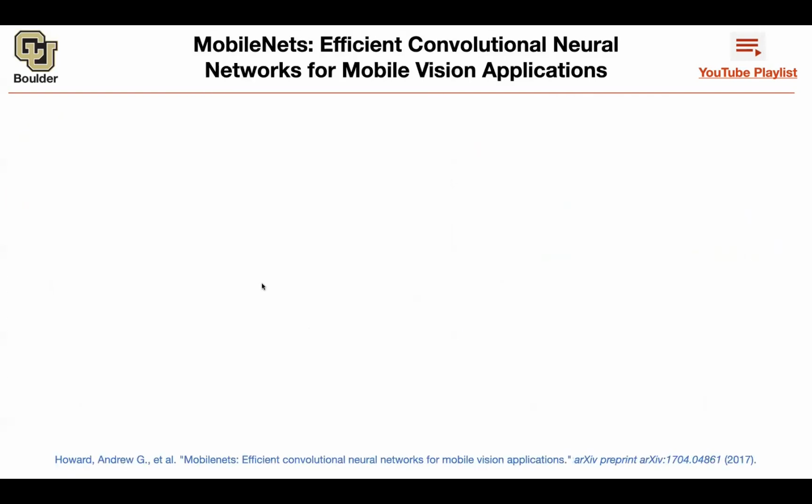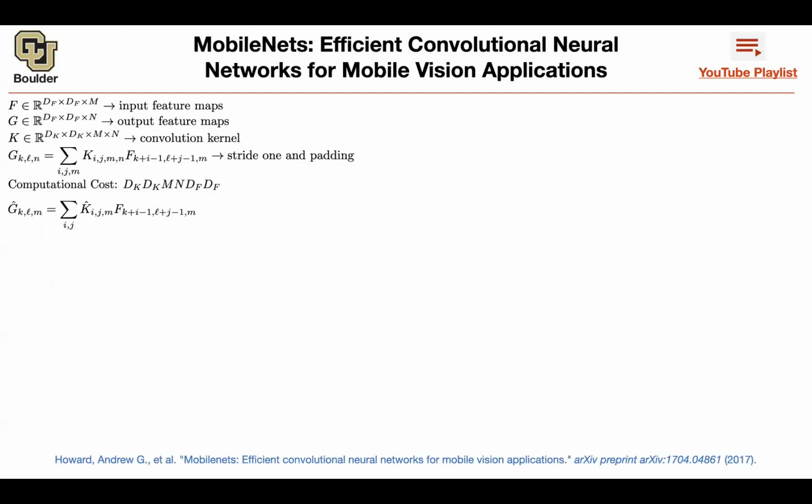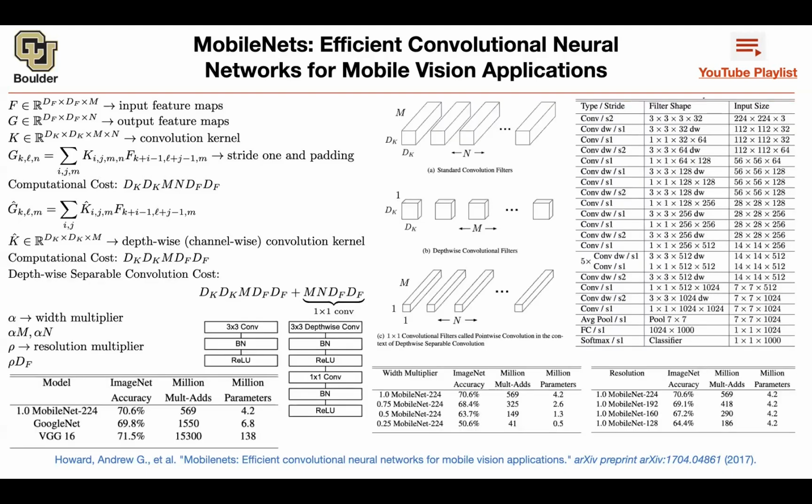Okay, in that case, we can move on to MobileNet. Any questions about MobileNets? About the computational cost of a convolution, how depth-wise convolutions are going to reduce the cost, and in terms of the results and the architecture? Can you go over again how depth-wise convolution is different from standard convolution?